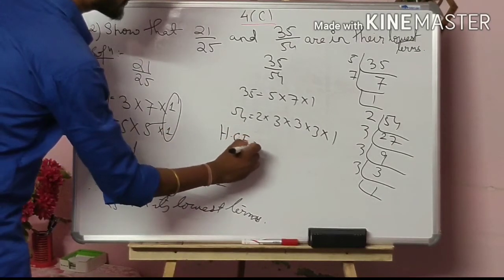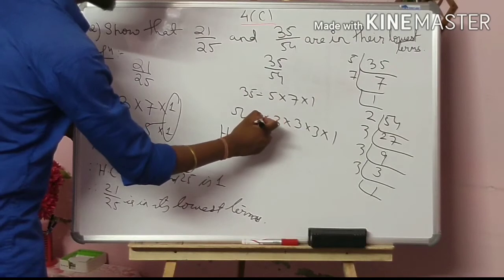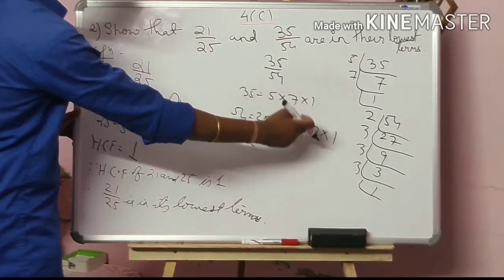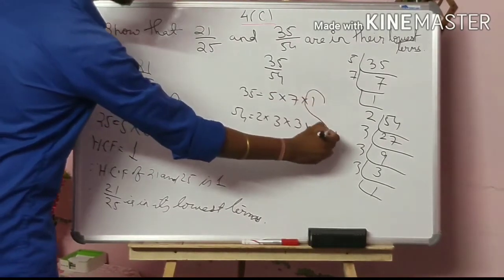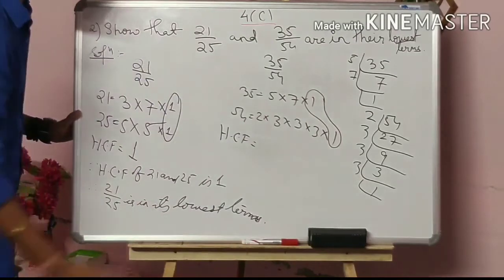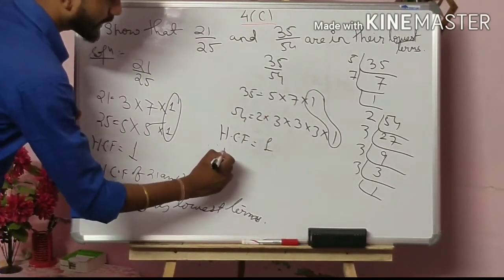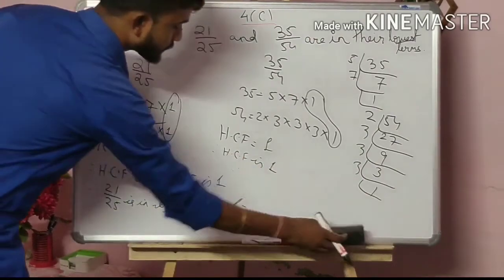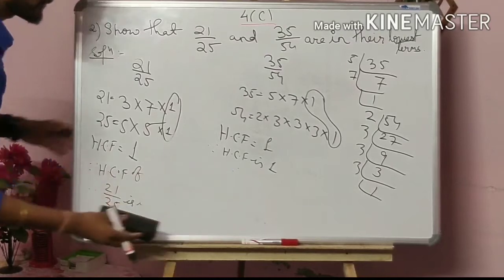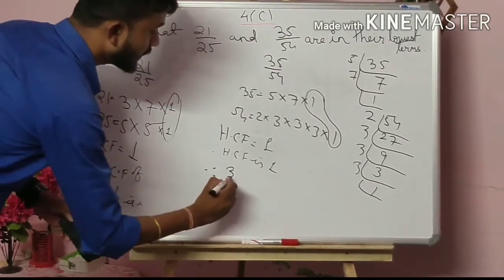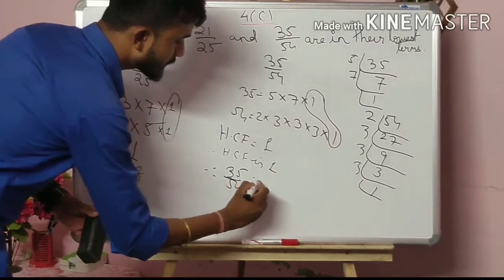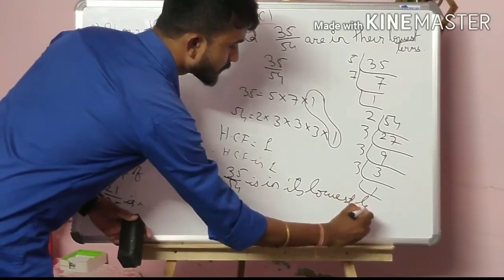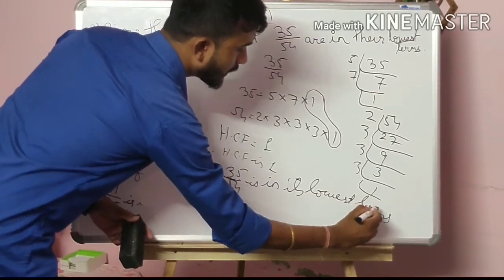What will you get as the HCF here? See, 5 is here but 5 is not here. 2 is here, 2 is also not here. So I can see 3 is here but 3 is also not here. 7 is here, 7 is not here. That means the only common factor that I am getting, the highest one, is 1. So since the HCF is 1, we can say that therefore 35 by 54 is in its lowest terms. So I think you have got the idea here.